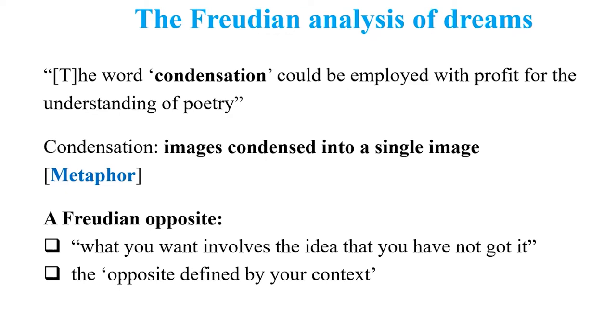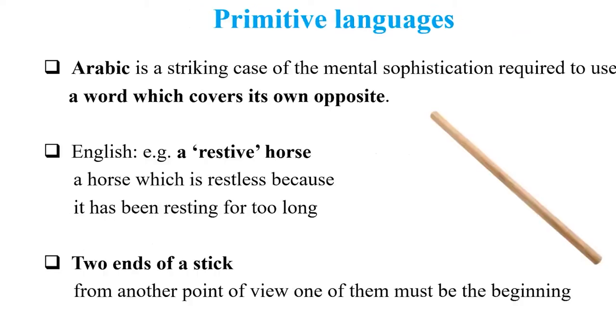And Empson says, this is ambiguous. It is open to interpretation, the dreams. So the opposite is defined by your context: the patient, the context in which the dream comes, or the symbols used in those dreams. So if you know all these things, then you understand ambiguity. Okay, then we go for another one.